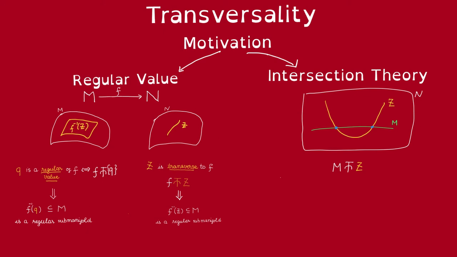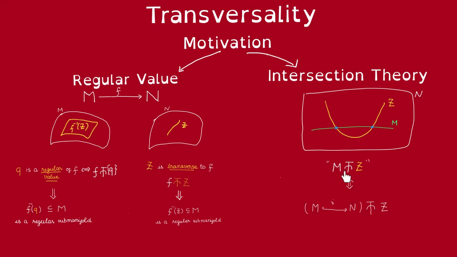Thus, we want to define some notion of transversality to capture this kind of picture so that we can say that M is transverse to Z if their intersection looks like this. Now, you might feel a bit confused here because this transversality seems to have nothing to do with this transversality, because here this notion is about transversality with respect to a map, whereas here we are talking about two submanifolds being transversal. So what's the relationship here?